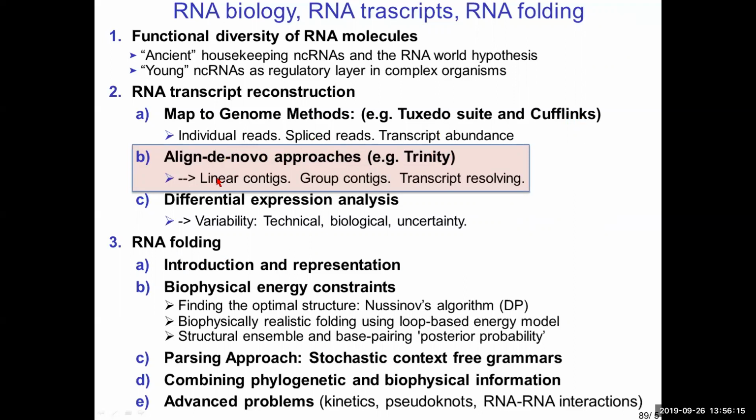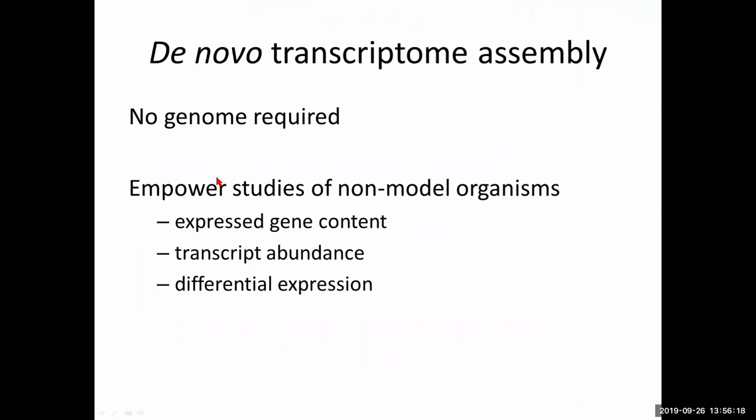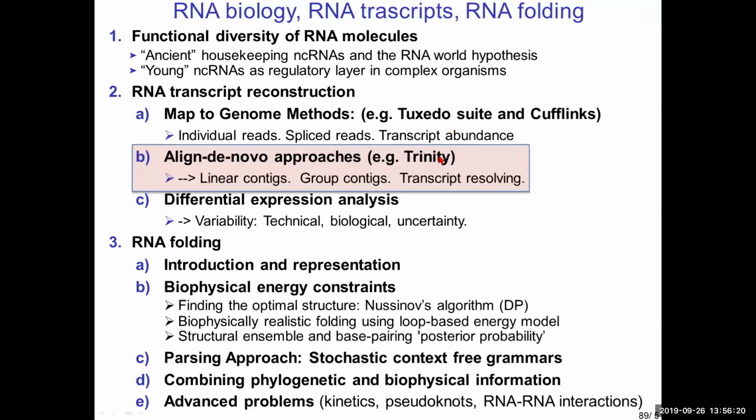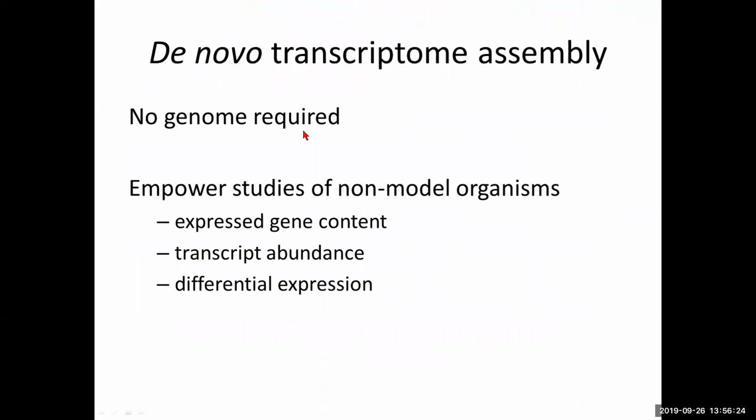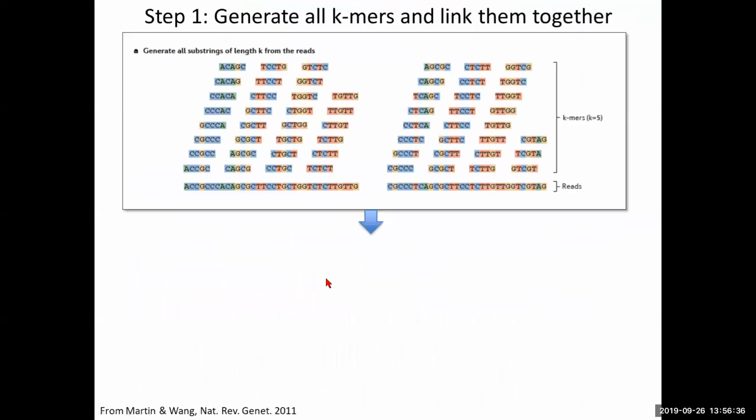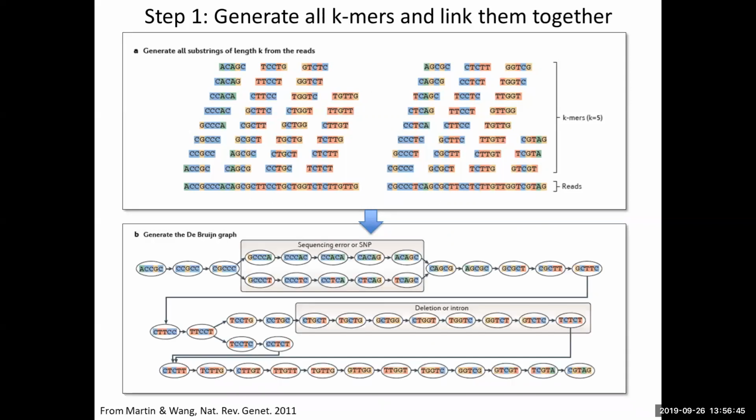The other approach is aligning the transcriptome de novo, and one example of that is the Trinity approach, also developed here at the Broad. This does not require a genome, which is important because you can study a lot of non-model organisms. You can figure out the expressed gene content, transcript abundance, and differential expression without ever having a reference genome. The idea is that you create de novo assemblies of these transcripts.